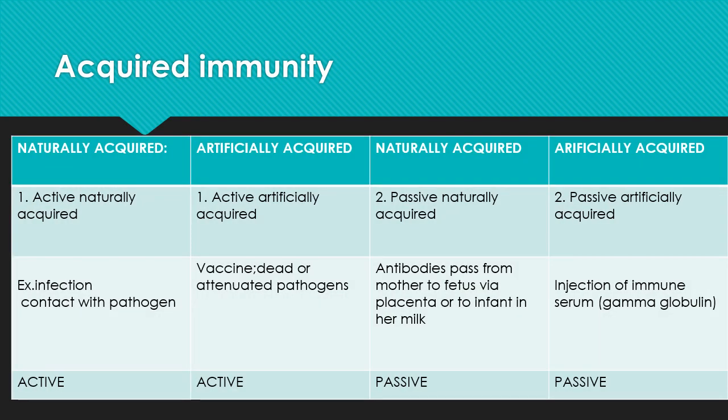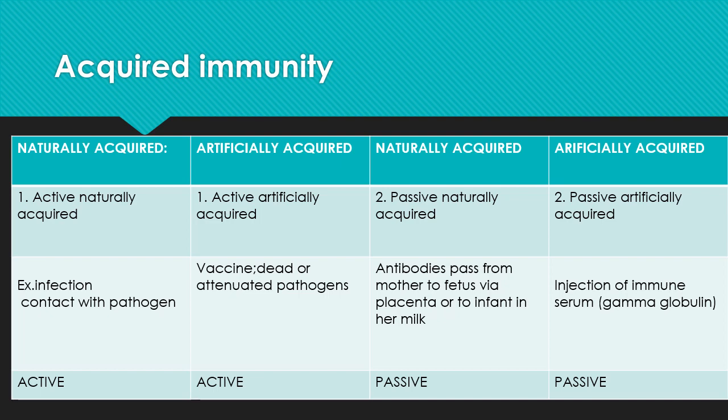Let's go now to acquired immunity. Here we have active, naturally acquired. When we say active and natural, the example is infection. When we say active artificial, that is vaccine or dead or attenuated pathogens. When we say passive natural, that is antibodies passed from mother to fetus via the placenta or to the infant in her milk. When we say passive artificial, that is injection of immune serum or gamma globulin.